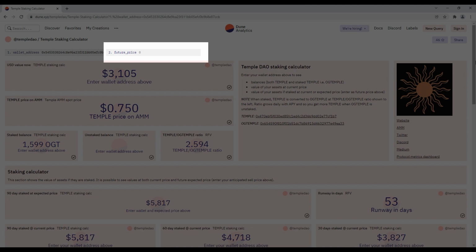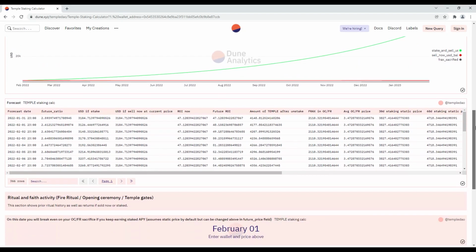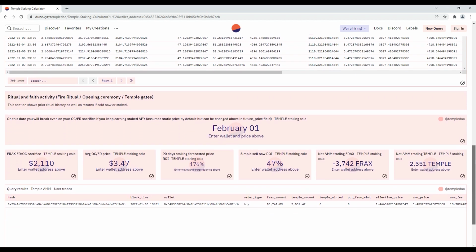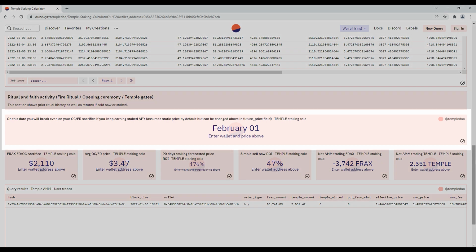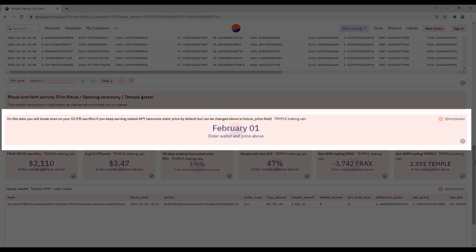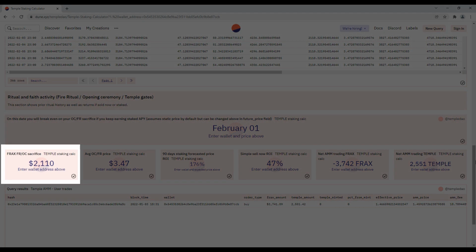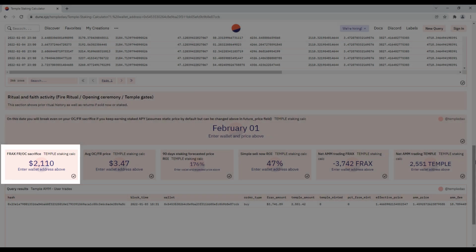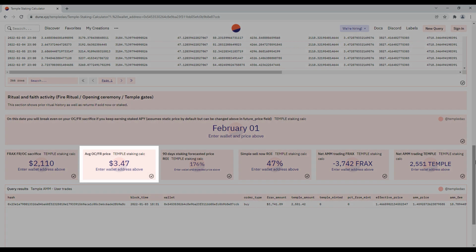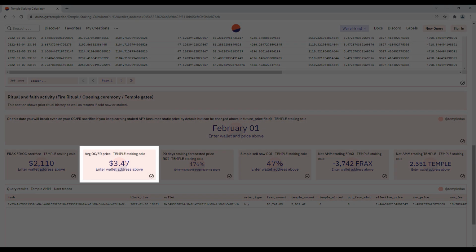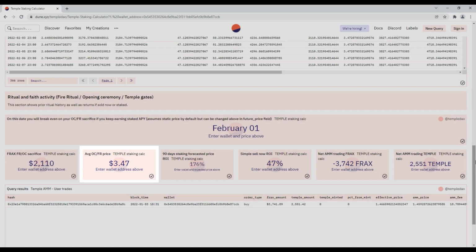Again, you can change the future price at the top to see what your staked holdings will be if the price changes over time. The final section holds a collection of other metrics related to the fire ritual, opening ceremony, and AMM trades. Break-even date is the estimated date for when you will break even on your initial investments, assuming price and APY stay the same. Frax FR/OC sacrifice shows your total cost in USD of Temple bought during fire ritual or opening ceremony. Average FR/OC price shows your average combined price in USD of Temple bought during the fire ritual or opening ceremony.